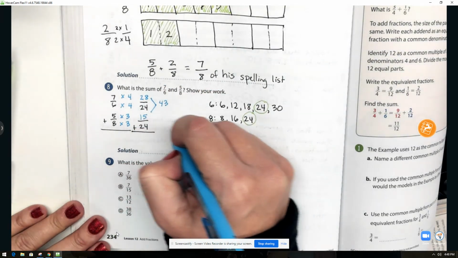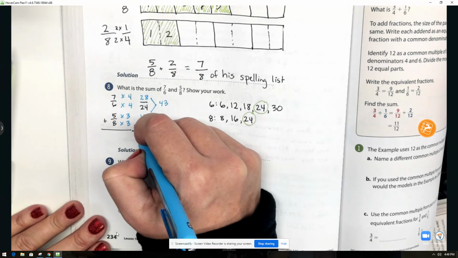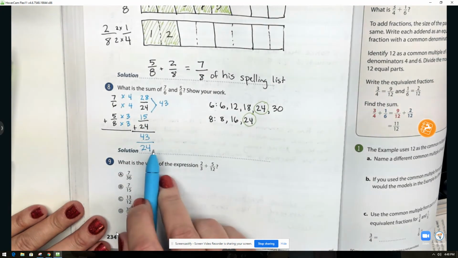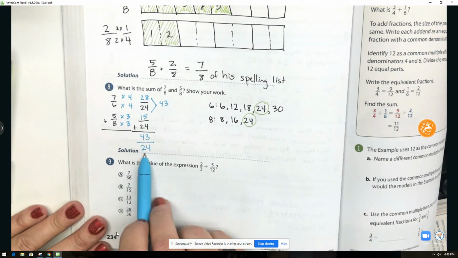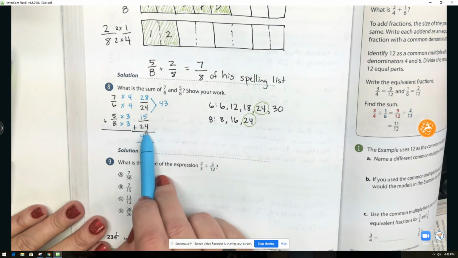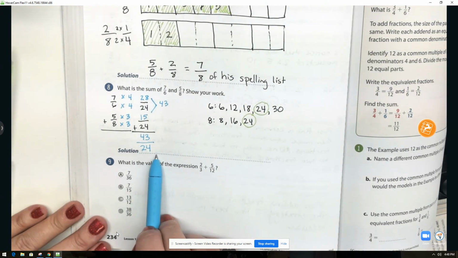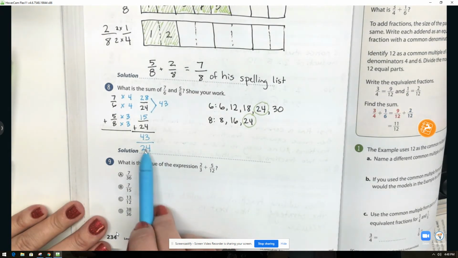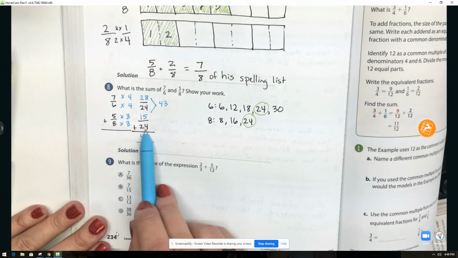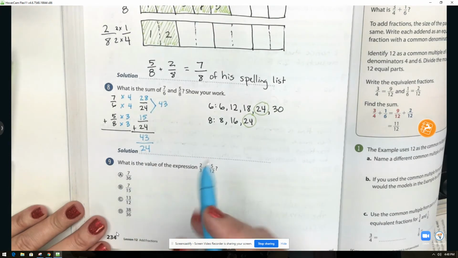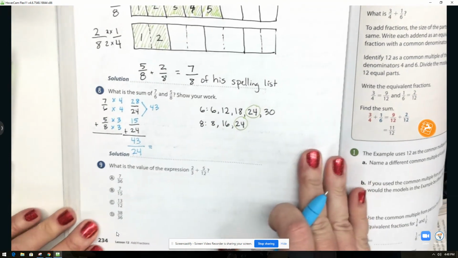And then my answer is 43 over 24, because 24, the denominator, stays the same, and my numerator is 43. Now we have an improper fraction. Remember, an improper fraction is any time the numerator is larger than the denominator. So we can change this into a mixed number.